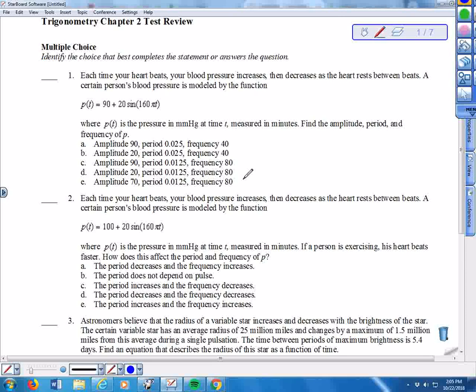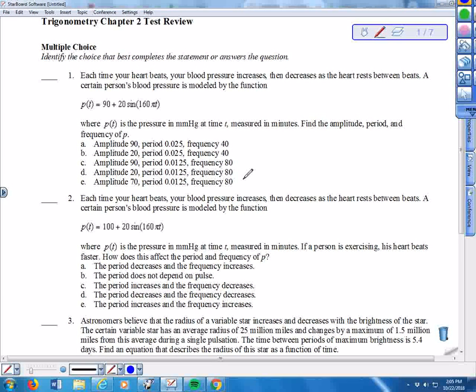All right, each time your heart beats, your blood pressure increases, then decreases as the heart rests between beats. A certain person's blood pressure is modeled by the function 90 plus 20 sine 160 pi t. So find the amplitude, period, and frequency. So what's the amplitude? What's the period?